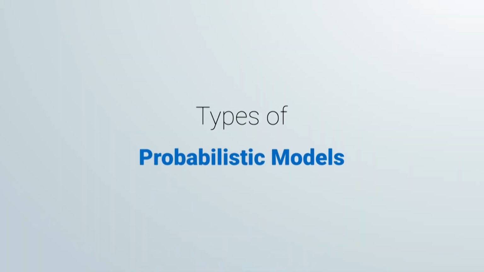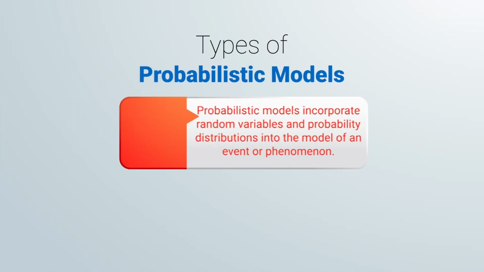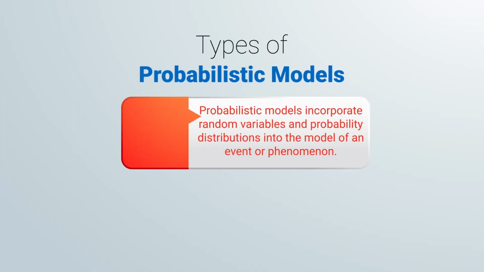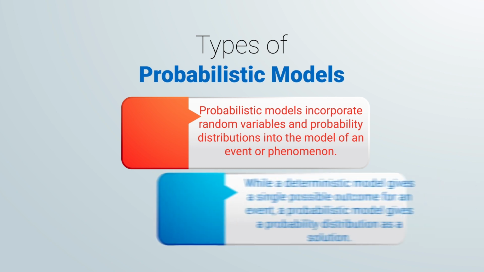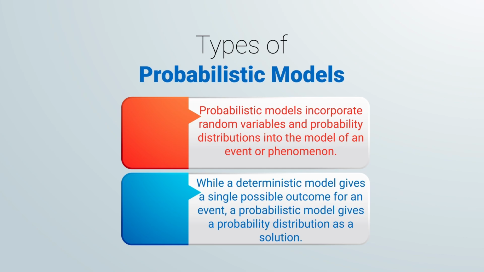So, types of probabilistic model: while going into the depth of this model, we have already covered the correlation models in our preceding sessions. The regression model we are covering here, and there are some other models, but when you go into the backdrop, you will find that all come under the ambit of probabilistic models. Probabilistic models incorporate random variables and probability distributions into the model of an event or phenomenon, while a deterministic model gives a single possible outcome for an event. So a probabilistic model gives the probability distribution as a solution.